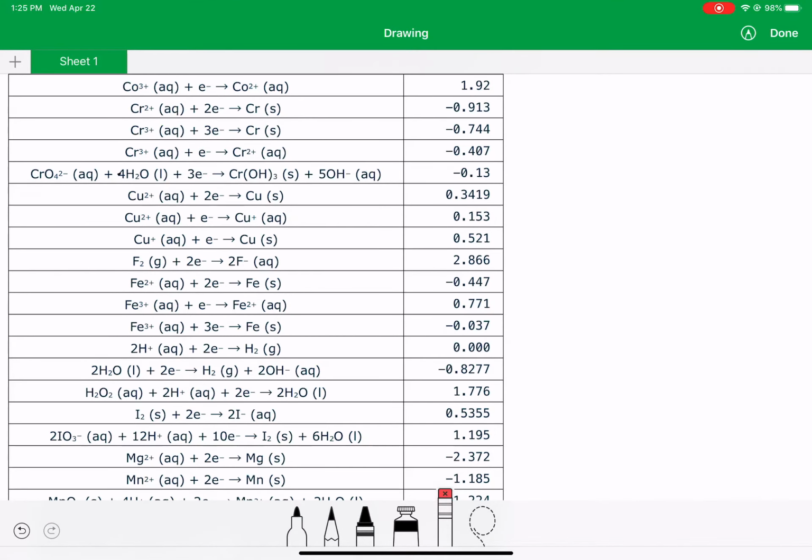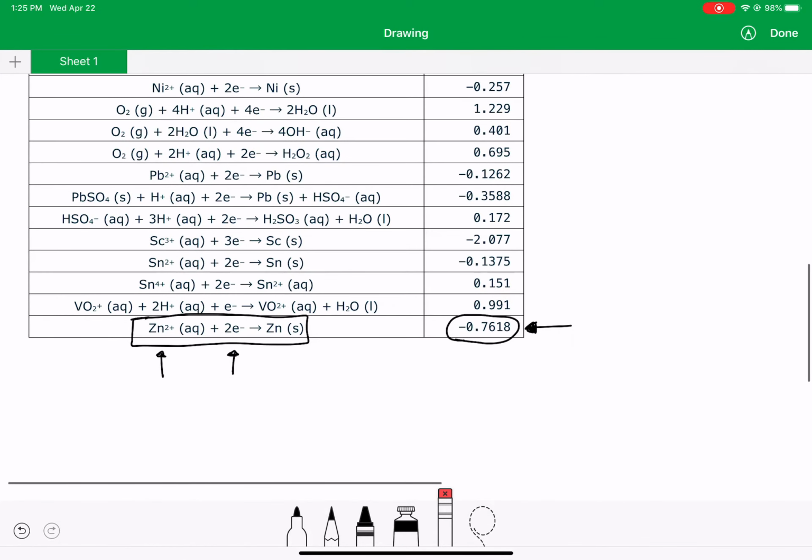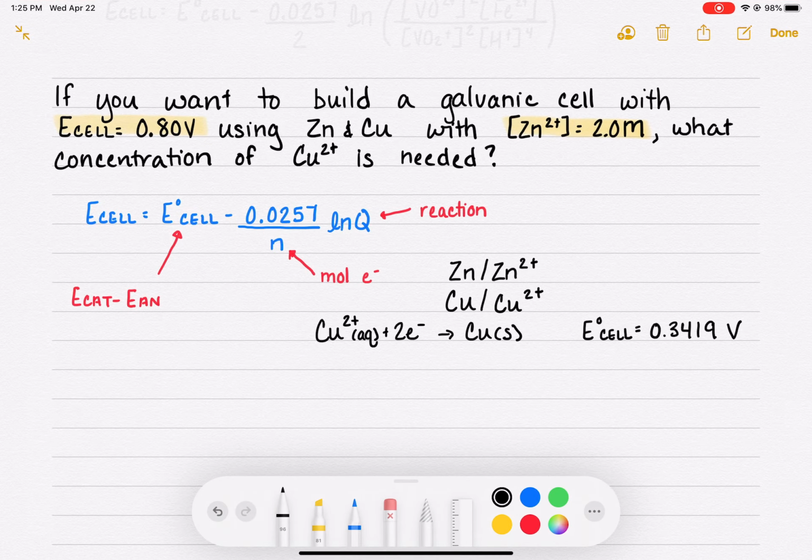So now let's go find our zinc reaction down at the bottom of the table. Oh, it's already marked for us. Zinc 2 plus aqueous, and the voltage for that is negative 0.7618 volts. I'm going to write that down first. And that reaction was zinc 2 plus aqueous plus 2 electrons makes zinc solid.